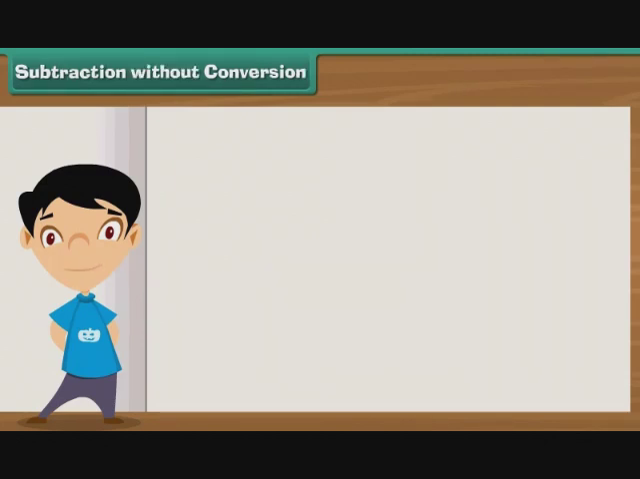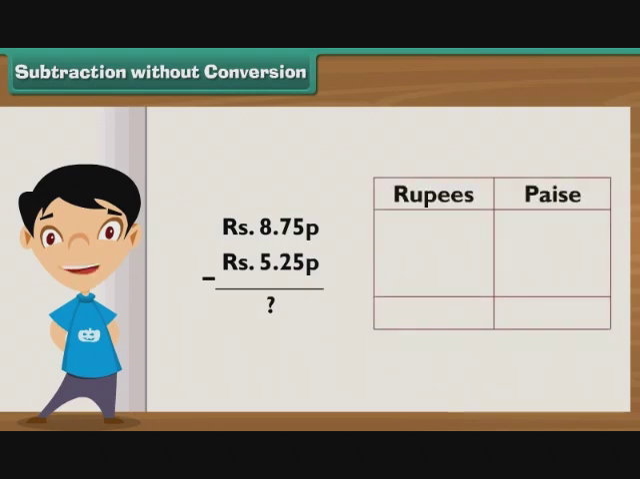Subtraction without conversion. Let's learn how to subtract 5 rupees 25 paise from 8 rupees 75 paise. Note here, write 8 rupees 75 paise as rupees 8.75 paise. Then write 5 rupees 25 paise as rupees 5.25 paise under it in such a way that the rupee part falls in the rupee column and the paise part falls in the paise column.